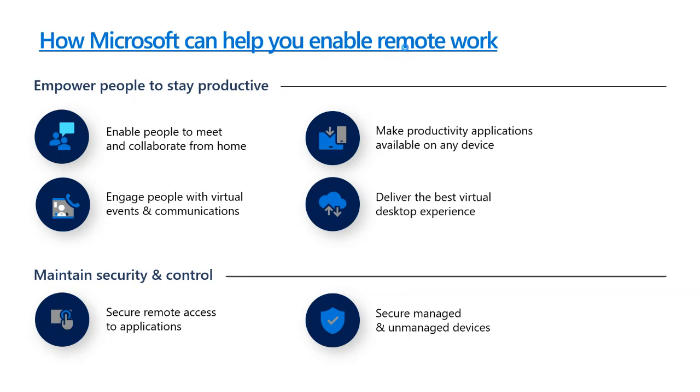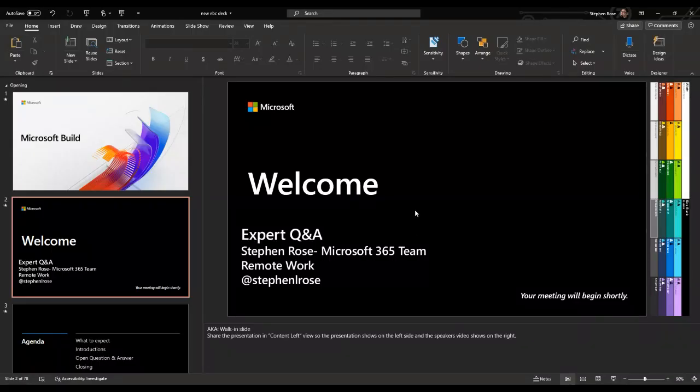So what I want to do is click on this link up here, and I'm going to take you to a web page. Let me switch back here, and we'll bring that up. Give me a moment. I'll put the link in the window, but it's aka.ms/enablingremotework.